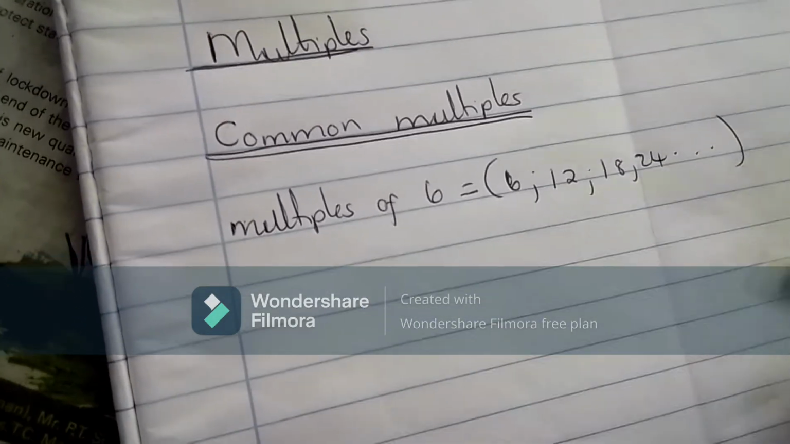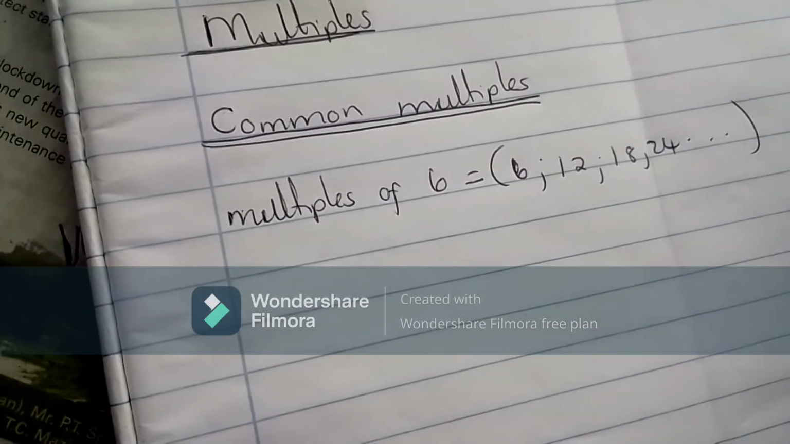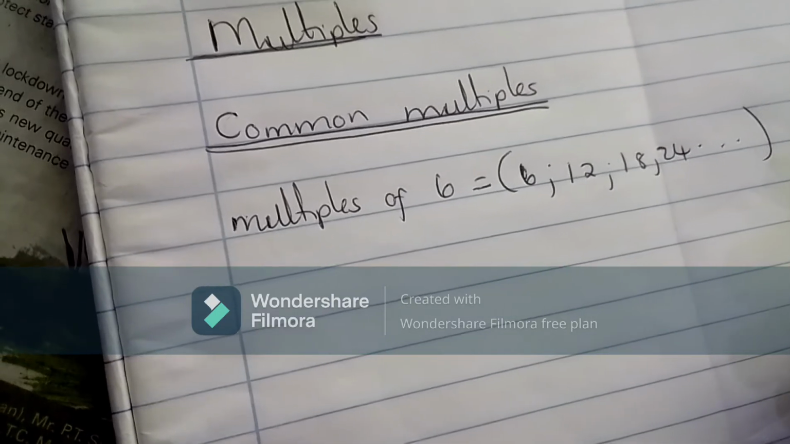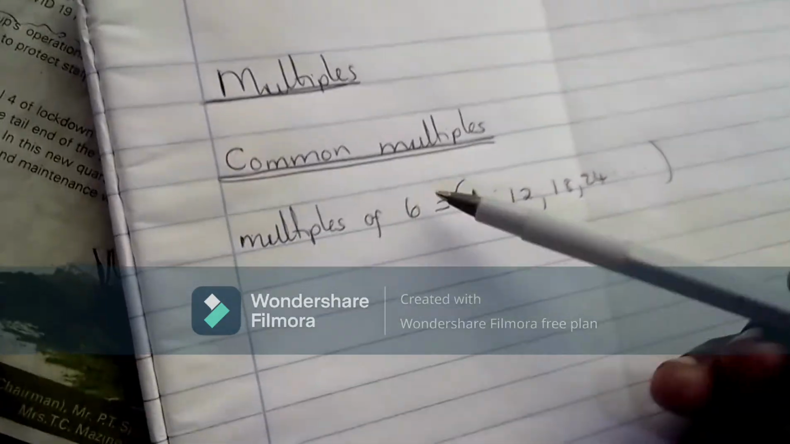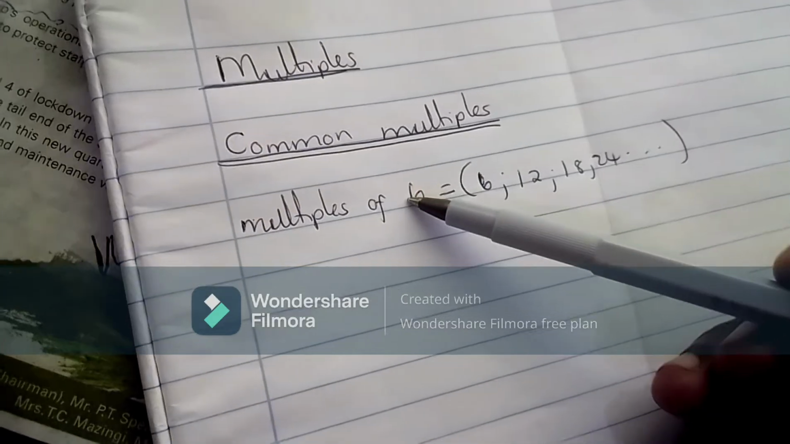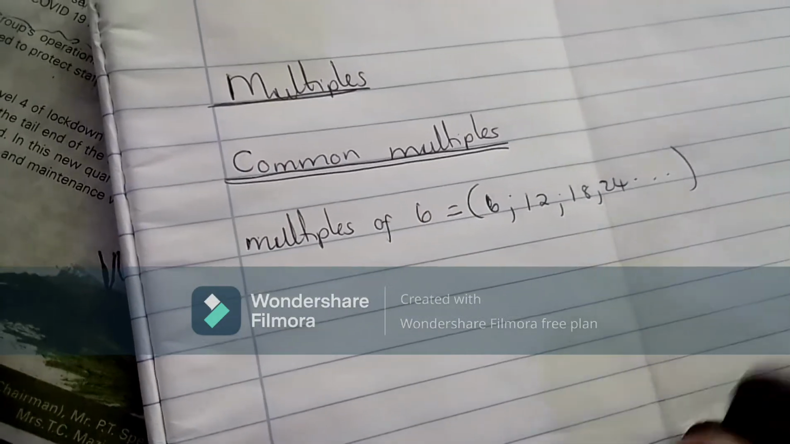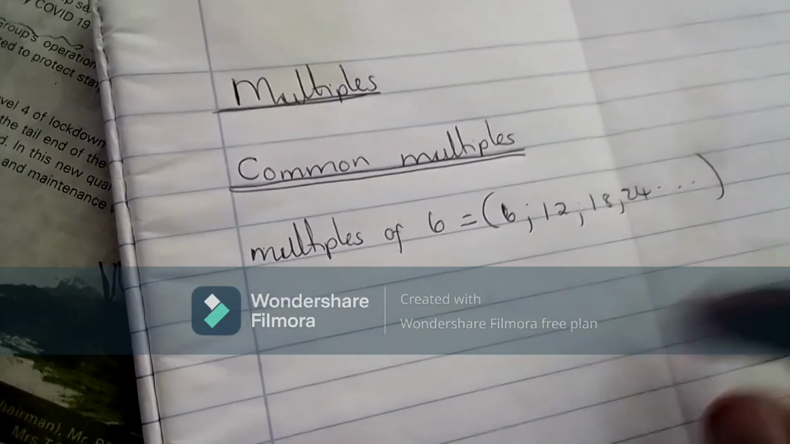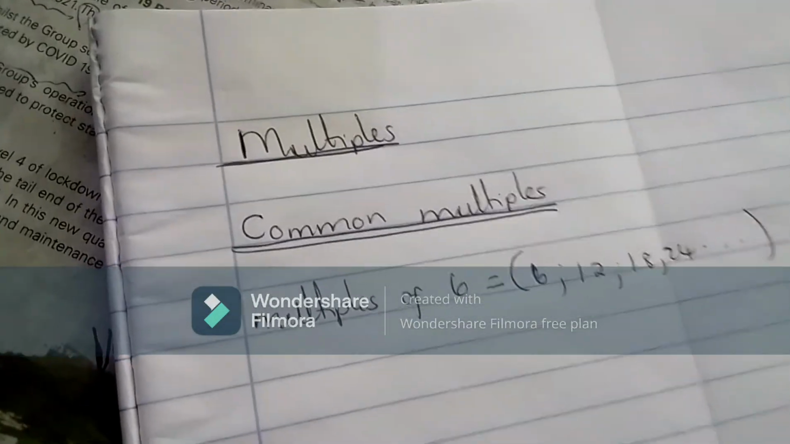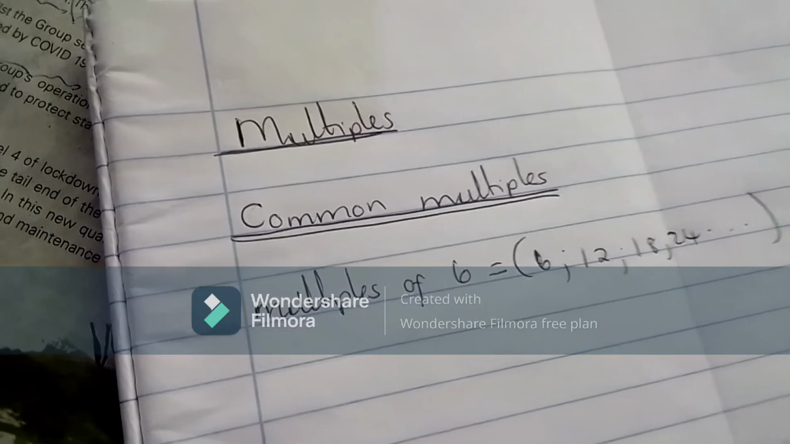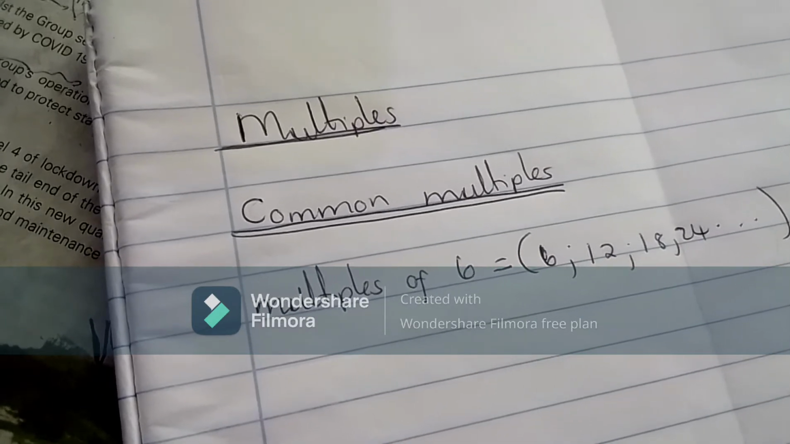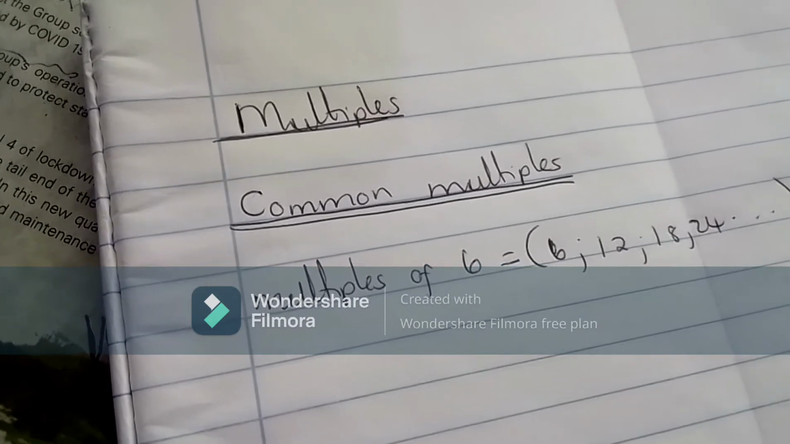For you to easily understand multiples, they are multiples of 6. You cannot say a multiple of 6 and tell me of 3. No, you can't say that. If you are talking of multiples of 6, you have to say 6 first. We have 12 and moving on.